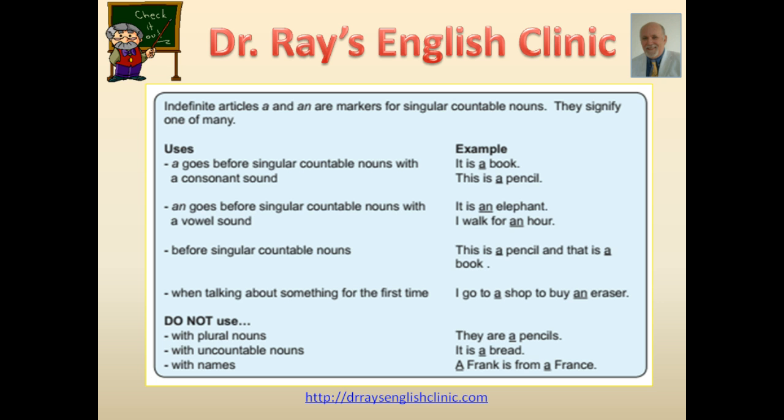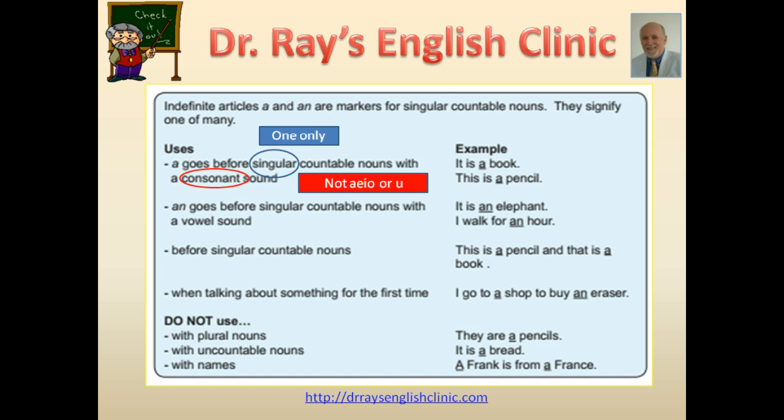A by itself goes before a singular, single, one only. So we said before these signify one of many, so it's only one. So singular means one only. Now, what about countable? We'll talk about that later. Countable nouns with a consonant sound. Now, consonants are the letters of the alphabet, but they are not A, E, I, O, or U. They are all the other ones.